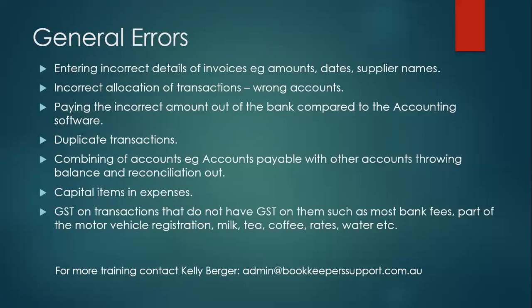Paying the incorrect amount out of the bank compared to the accounting software, something I see a lot of. In the software, it says that it's $5.05. In the bank, it says it's $5. So there's often an incorrect amount, and then we can't find it in the bank feed. So again, attention to detail is really, really important.